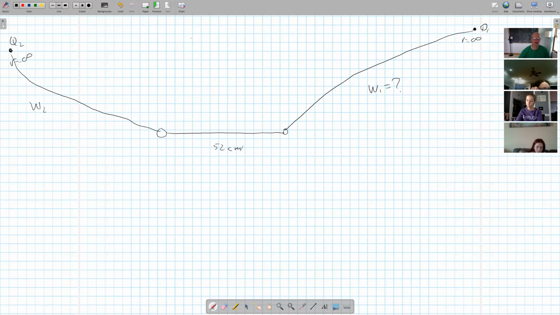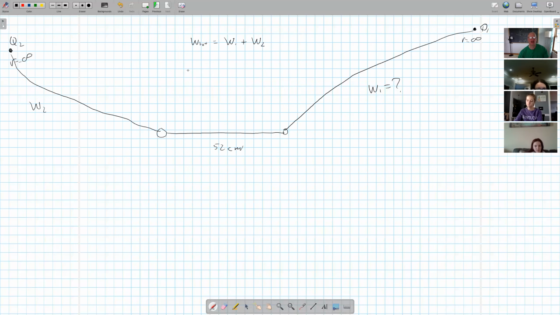The total work is then equal to the work done by bringing in the first charge plus the work done by bringing in the second charge. This is then the total work. So I want to know, again, how much work was required to bring in Q2? So what's the total amount of work here?